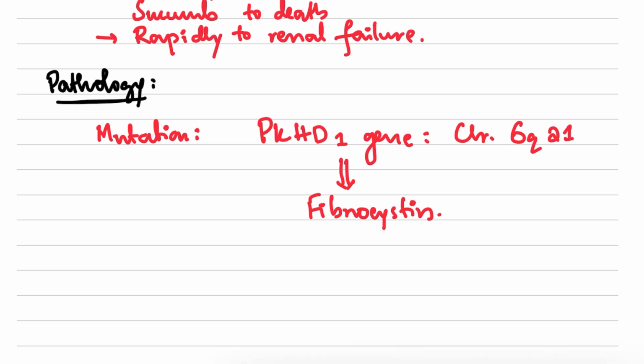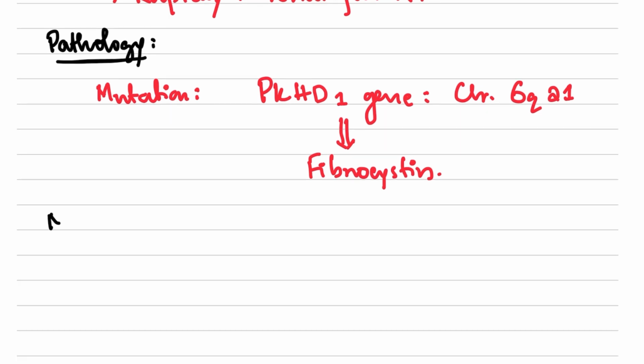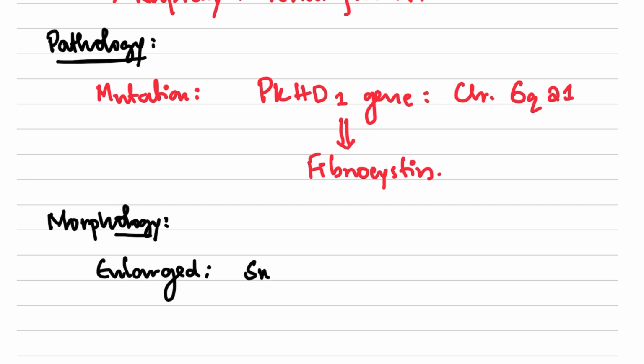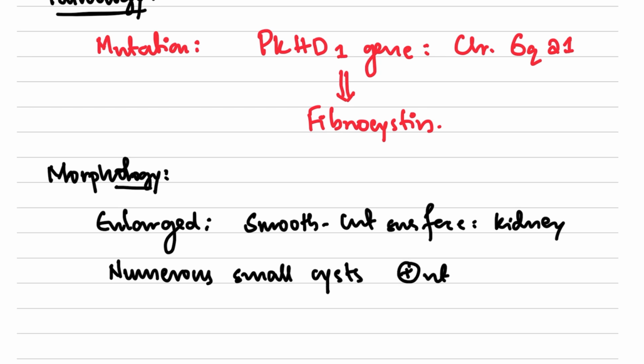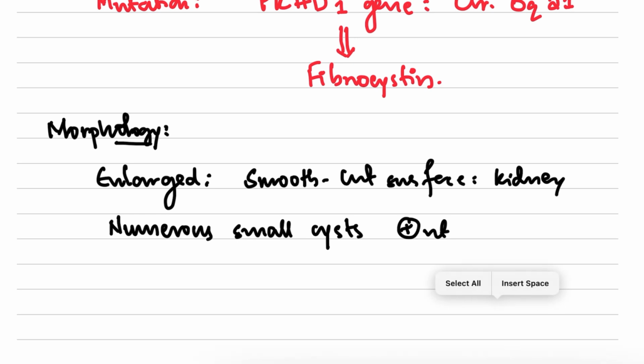Moving on to the morphology of childhood polycystic kidney disease. The kidneys will be enlarged, but it will have a smooth cut surface. So this will be the outer morphology of the kidney. Kidneys will be enlarged and it will have a smooth cut surface. In the kidney there will be numerous small cysts present. So this is how the morphology of the childhood PKD will look.